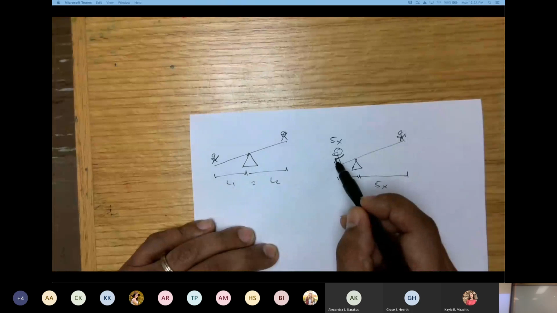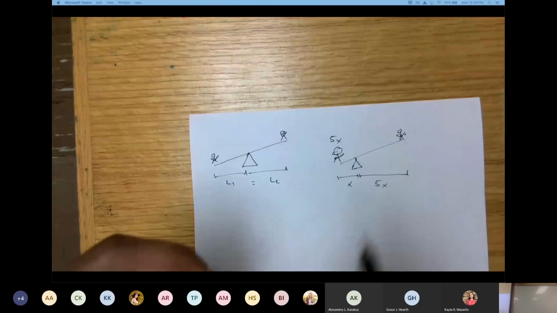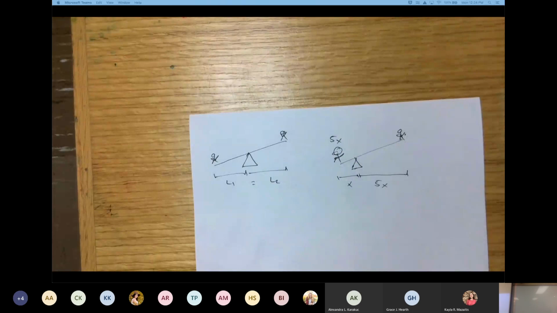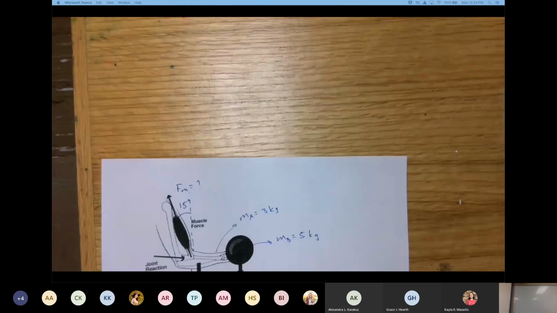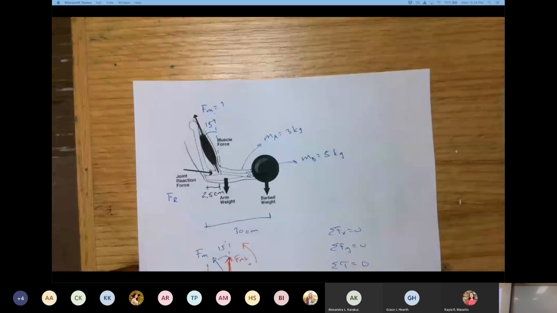Okay, so by looking at the location of where your load is going to be and where your muscle is inserted, you can get an idea of how big the force of the muscle is going to be, okay? Makes sense? Ish?